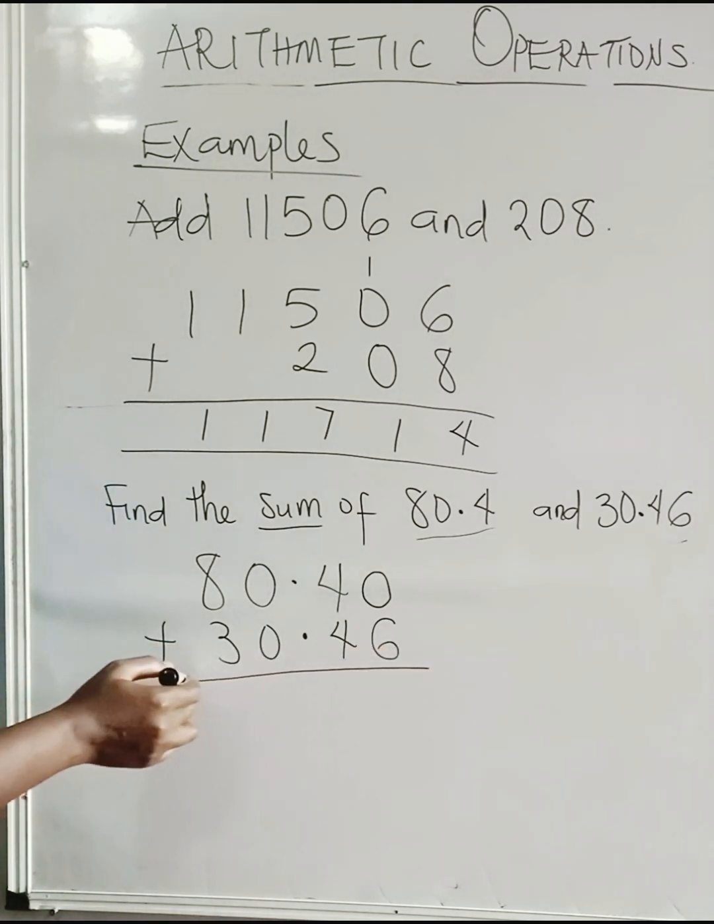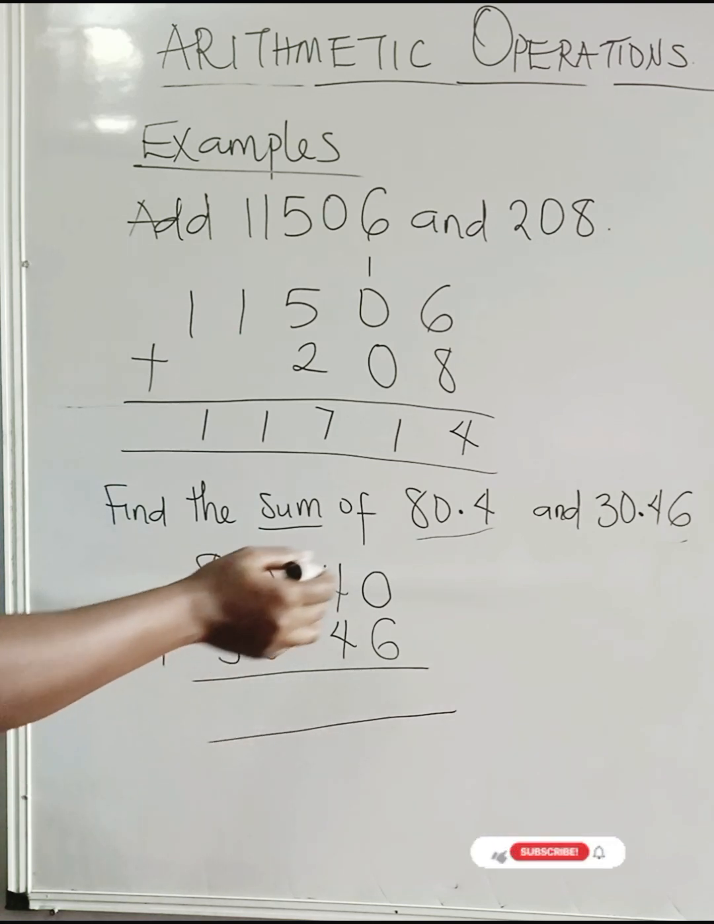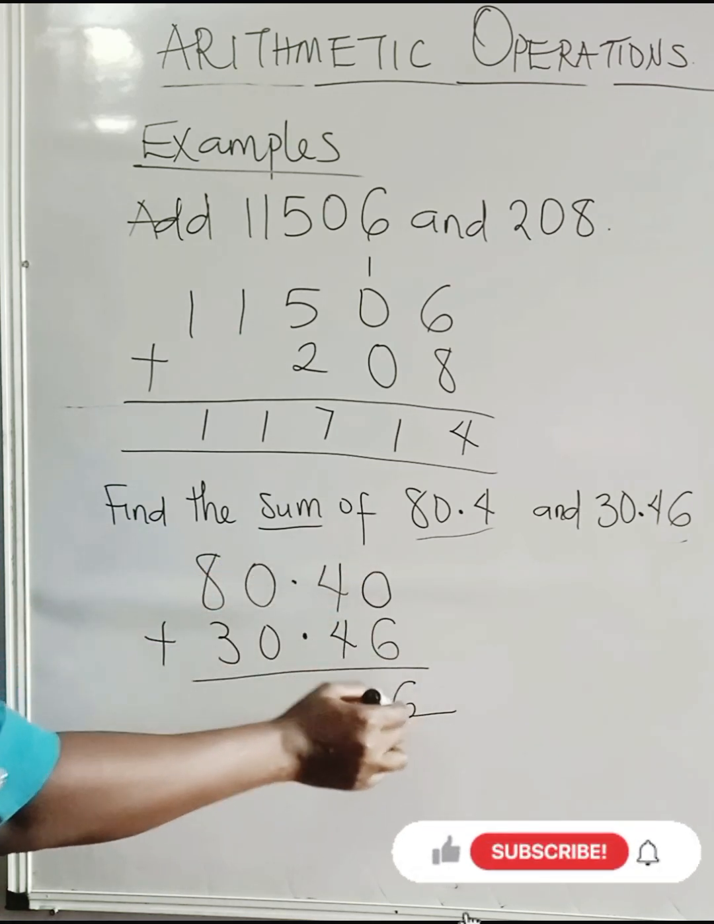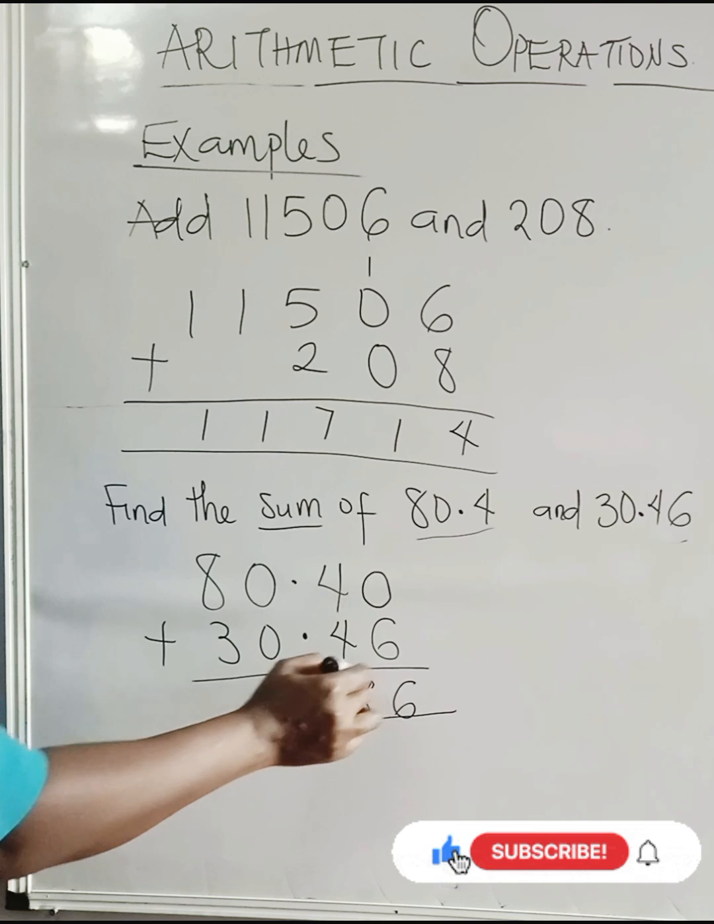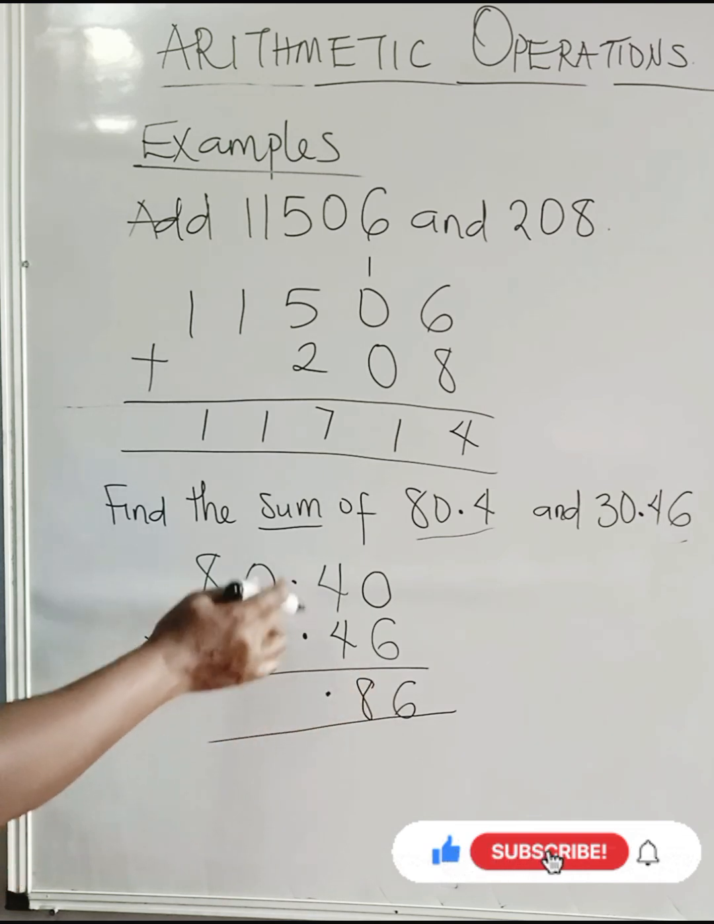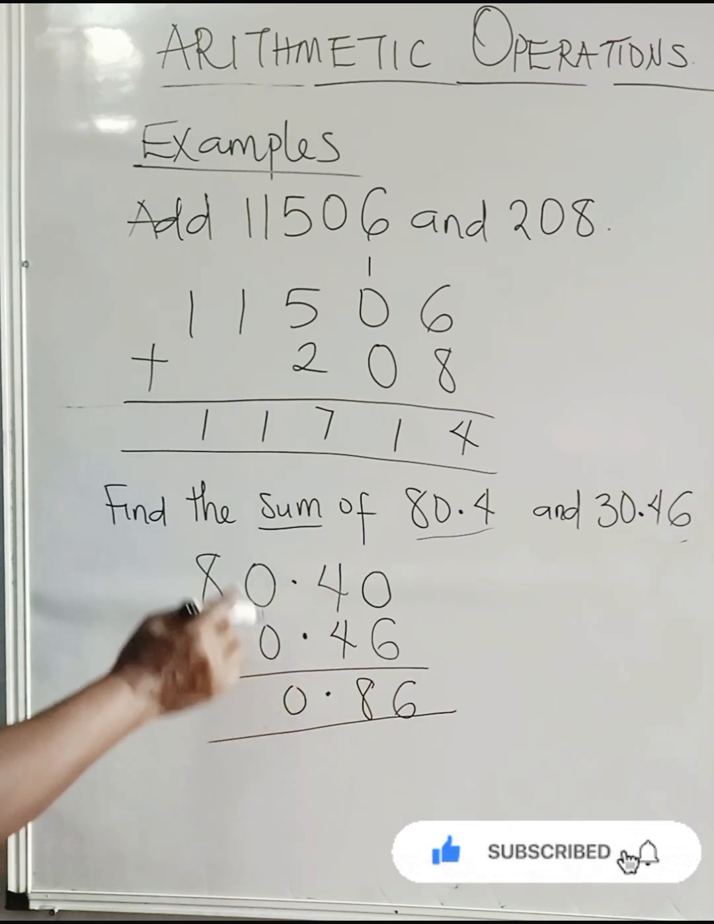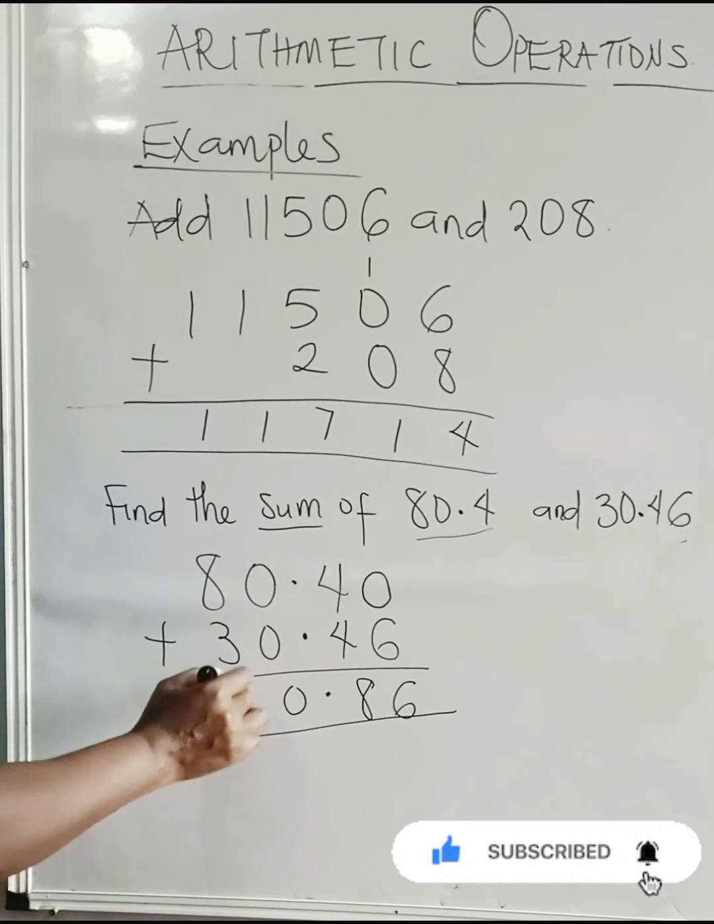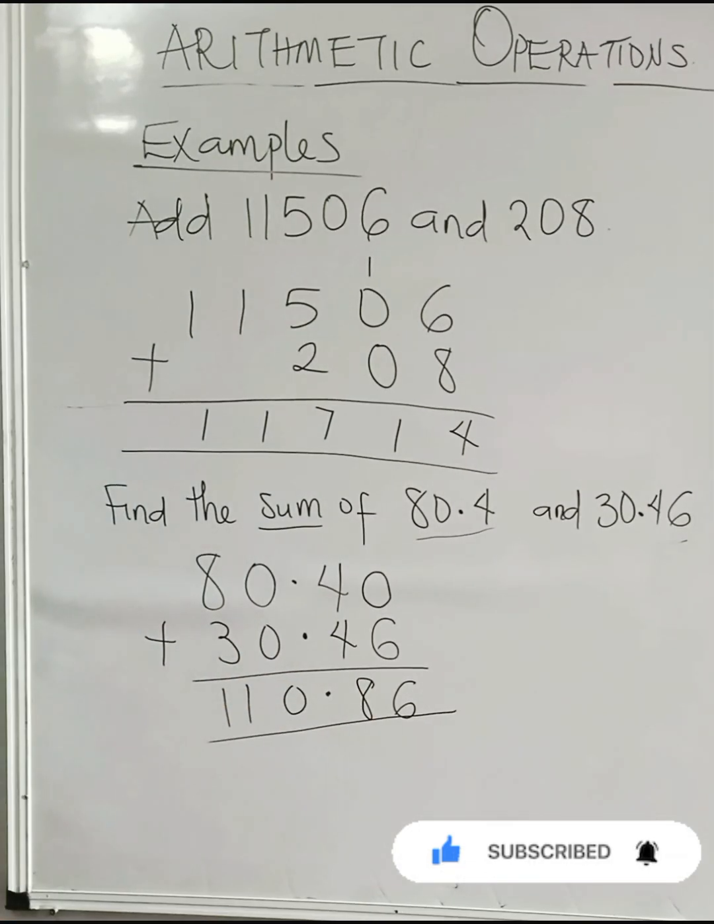Then we do our addition. 0 plus 6 will give us 6. 4 plus 4 will give us 8. Our decimal point will still be here. 0 plus 0 will give us 0. And our 8 plus 3 will give us 11. And this is our answer.